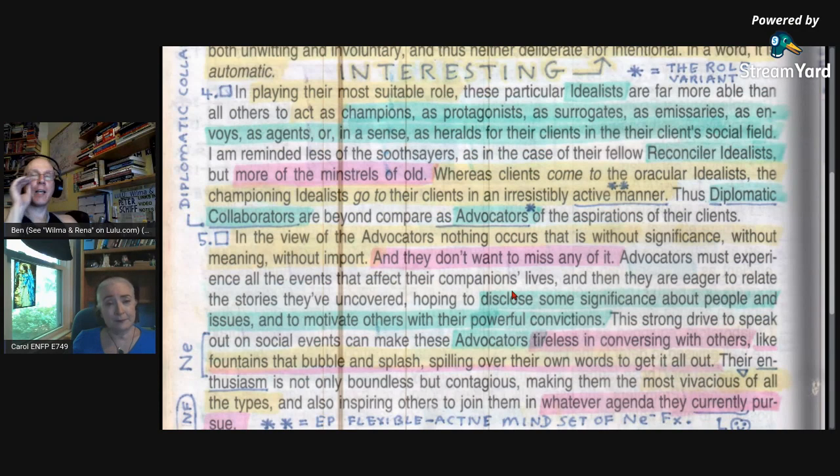And so we've got, and again, in role playing, so difference between roles and types, in playing their suitable role, these particular idealists are far more able than others to act as champions, as protagonists, as surrogates, as emissaries, as envoys, as agents, or in a sense, as heralds for their clients in their client's social field. I am reminded less of the soothsayers, as in the case of their fellow reconciler idealists, but more of the minstrels of old. Whereas clients come to the oracular idealists, the championing idealists go to their clients in an irresistibly active manner. I imagine the oracular idealists would be INFJ.